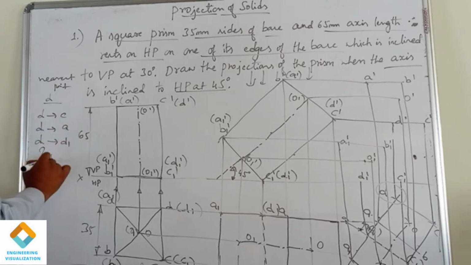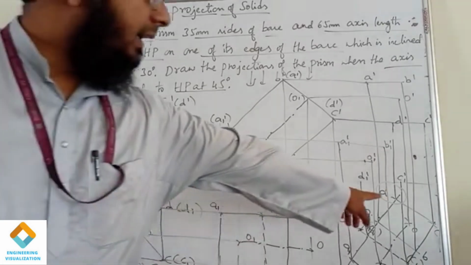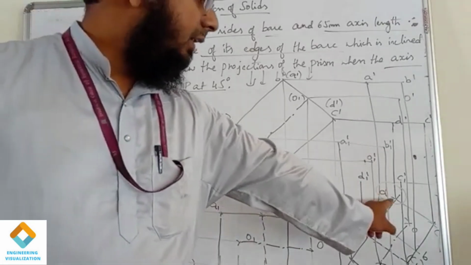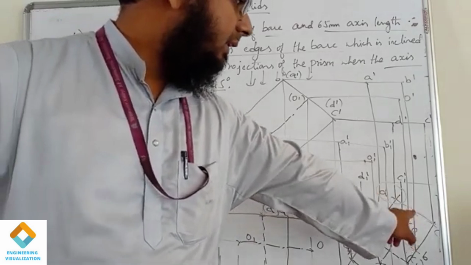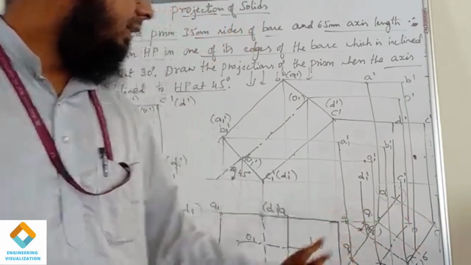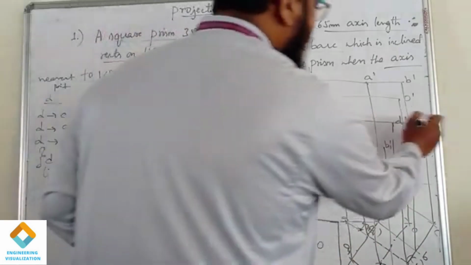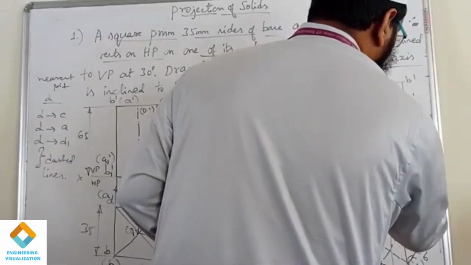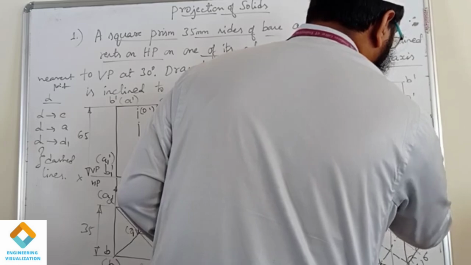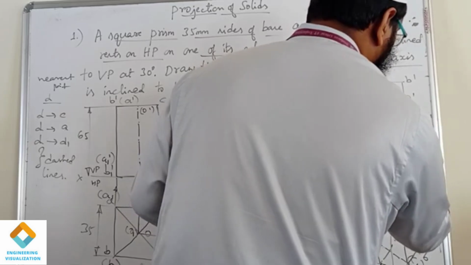So these are the dashed lines. First we will finish with the dashed lines. That's all the concept. Take the nearest point. After taking the nearest point, see which are the adjacent points. D is connected with C, A, and D1, so those are the dashed lines. So D dash to C dash is a dashed line.